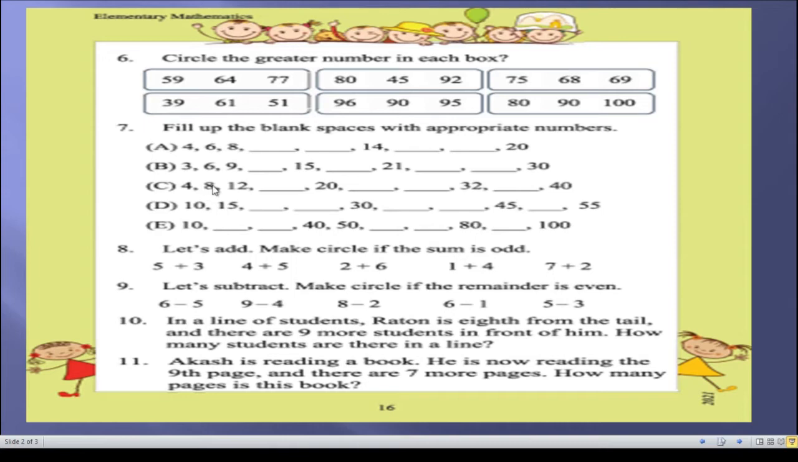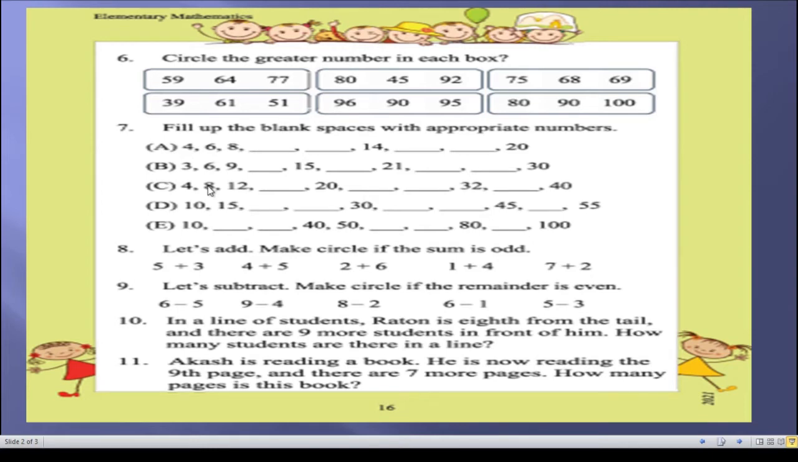As the second number is 8 and the first number is 4, so 8 minus 4 is equal to what? 8 minus 4 is equal to 4. And 12 minus 8 is equal to what? 12 minus 8 is also equal to 4. So the pattern hidden behind the numbers is that every time there will be a difference of 4 in the numbers.